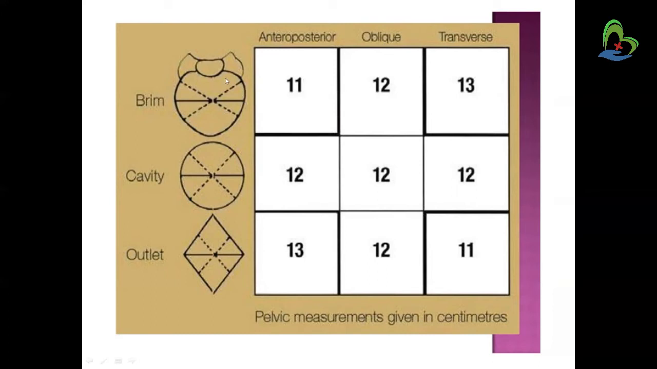So in the brim, the anterior posterior measurement is 11, the oblique measurement is 12, and the transverse one is 13. In the cavity, the anterior posterior is 12, oblique is 12, and transverse is also 12. So in the cavity, all the measurements are 12 centimeters. Now in the outlet, the anterior posterior measurement is 13, oblique is 12, and transverse is 11.